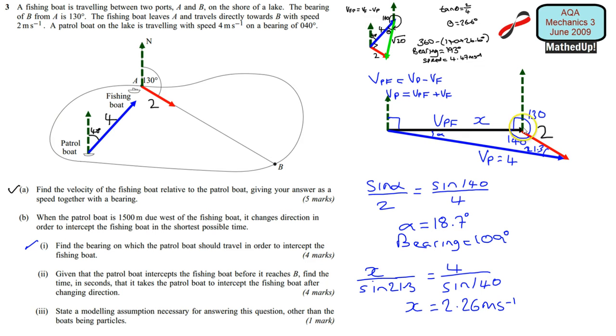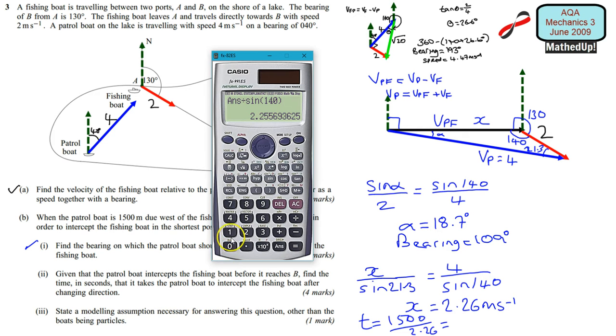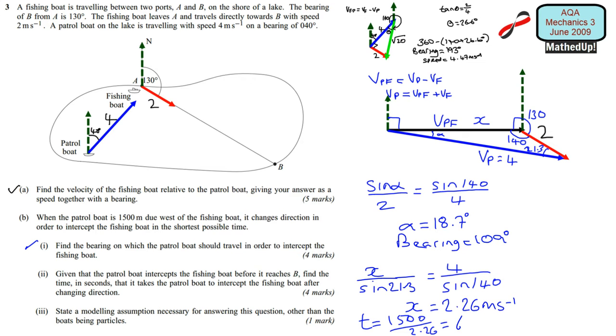It needs to travel 1,500 meters, so we want to know how many seconds that's going to take. So my time is going to be 1,500 divided by 2.26 seconds, and that tells me it's going to be, to 3 significant figures, 665 seconds. Okay, and so that's part 2. That's going to tell us how long it takes to intercept.